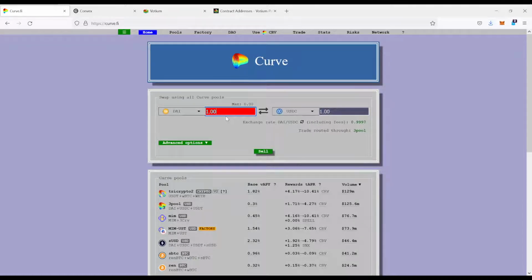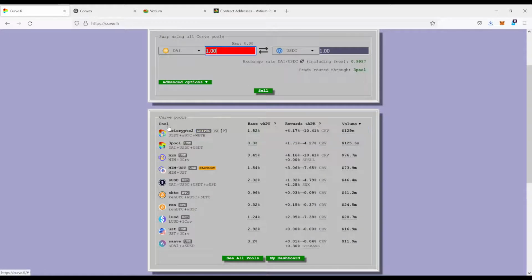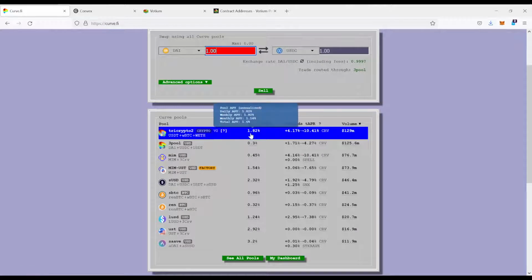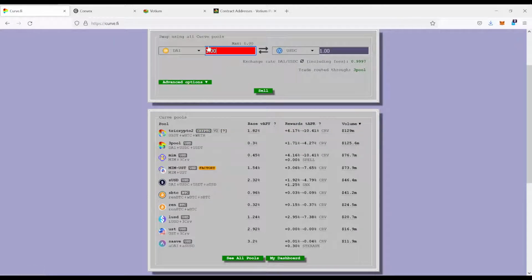So Curve is mainly the stablecoin swapping platform for companies, for whales, for institutions, this sort of players. The backbone of Curve is those Curve pools, okay? So those Curve pools basically make sure that you can swap those large amounts without too much slippage. I mean, compared to other DEXs, it's really minimal slippage. And also fees are relatively cheap here on Curve.